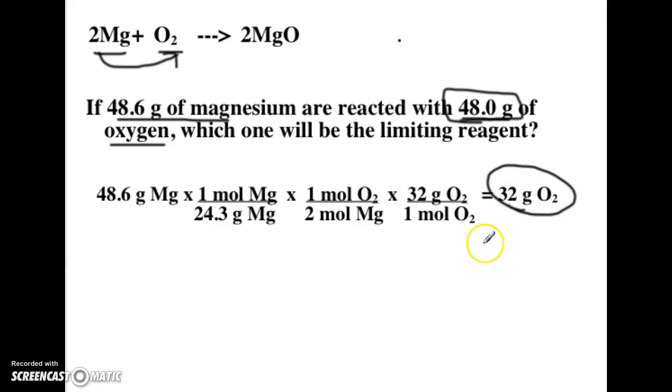So oxygen is going to be in excess. That means magnesium is the limiting reactant. So again, the 48.6 grams of magnesium needs 32 grams of oxygen, but you have extra oxygen, you have 48 grams available, so you have more than enough. So oxygen is in excess, magnesium is the limiting reactant.